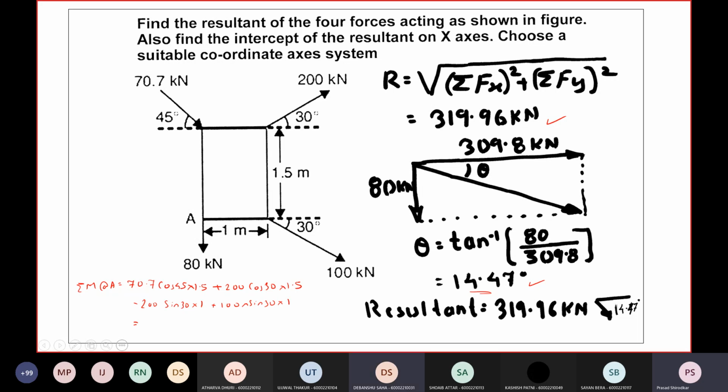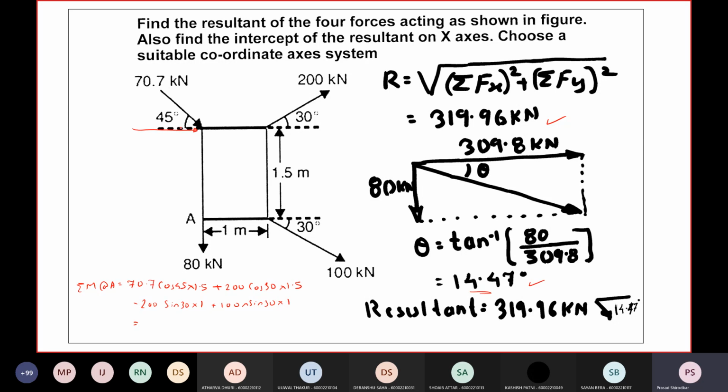Sir, can you repeat? Can you explain the moment of A, how did you calculate? See, I am resolving all the force components.